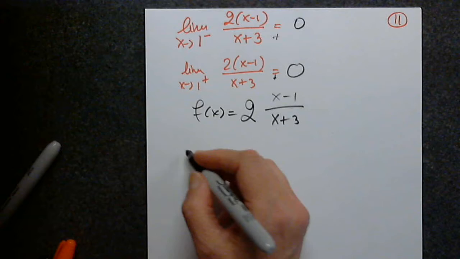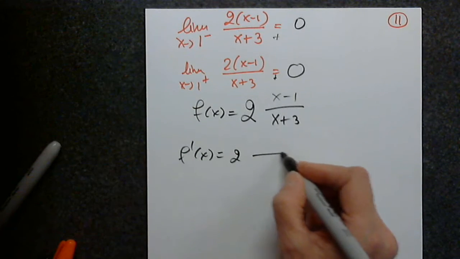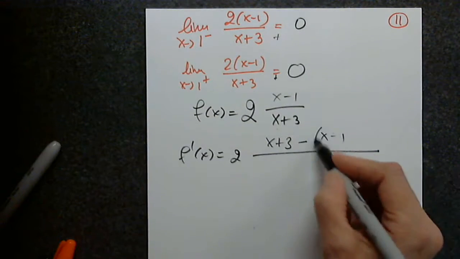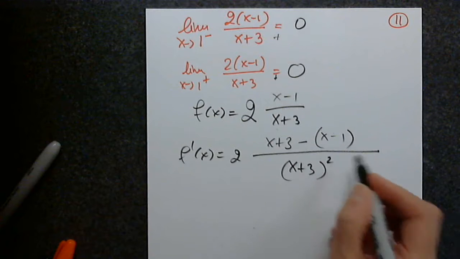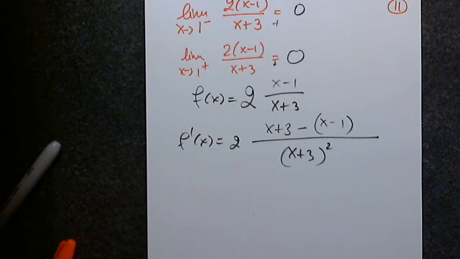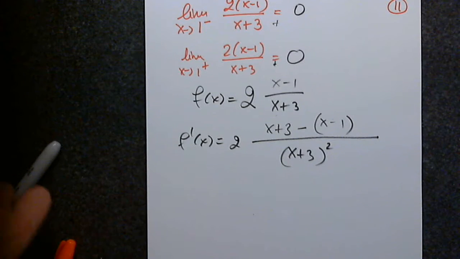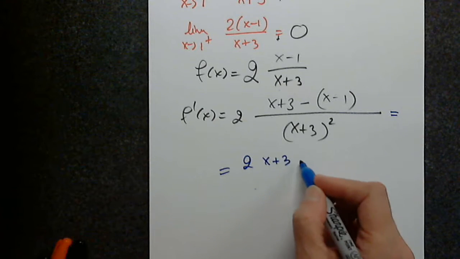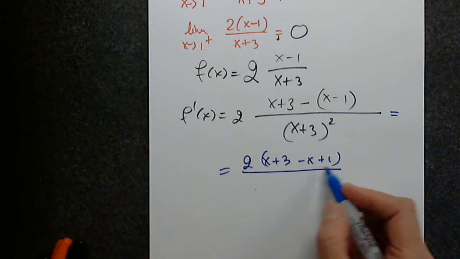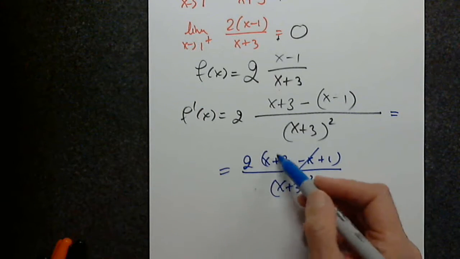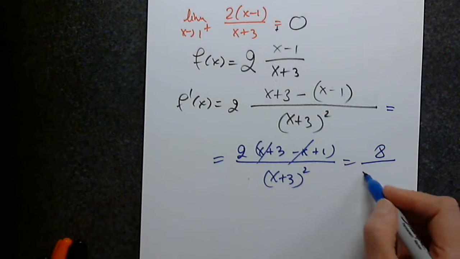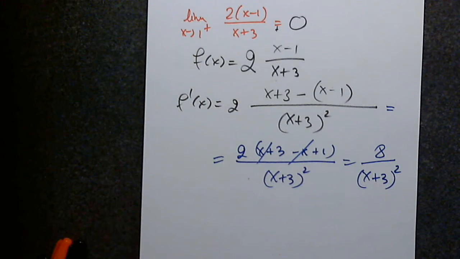Okay. So f prime is 2. The numerator prime is 1 times the denominator minus the top times the denominator prime, which is 1, divided by the denominator squared. So this is quite friendly. 2 times x plus 3 minus x plus 1 over x plus 3 squared. Luckily, these two go away. 3 plus 1 is 4 times 2 is 8. We don't care about that. So this is our first derivative. Quite nice.